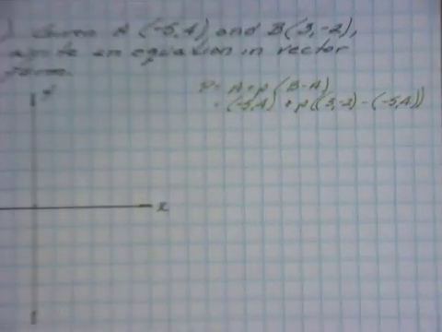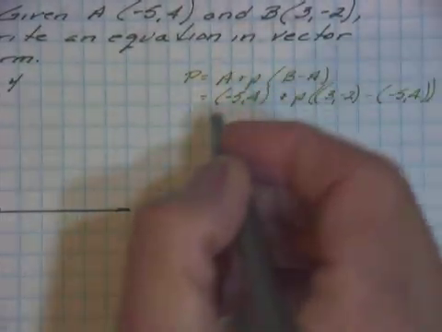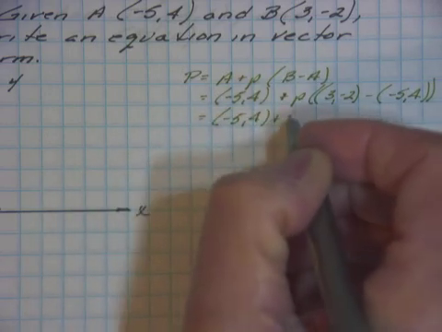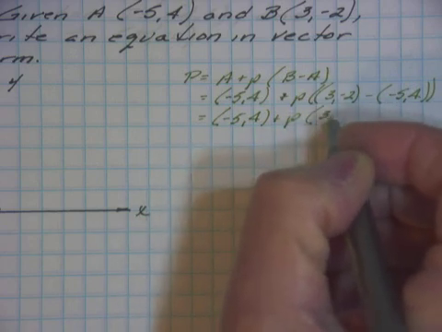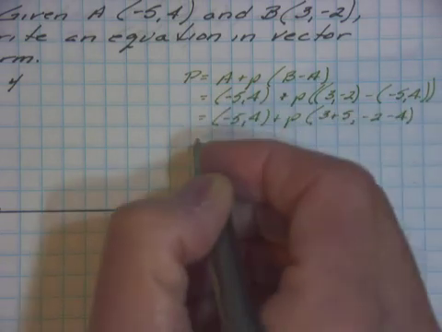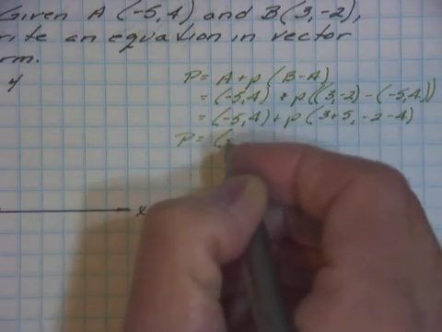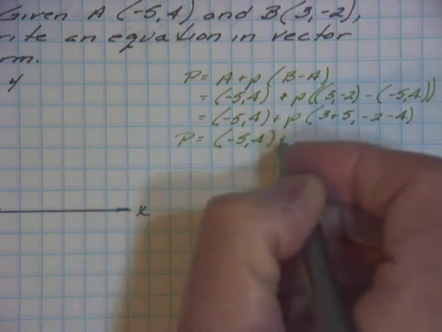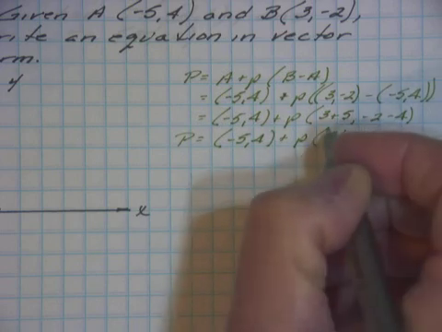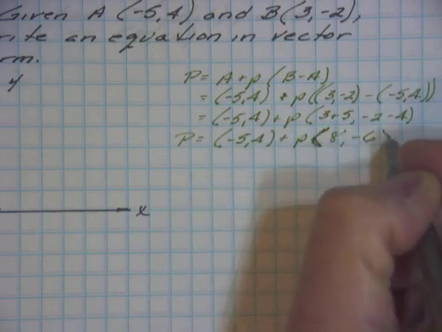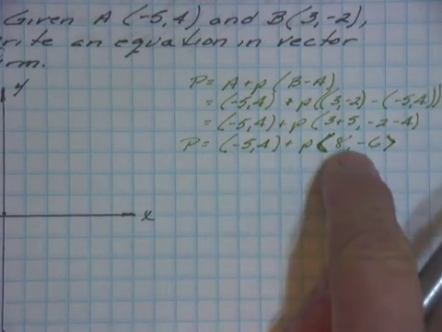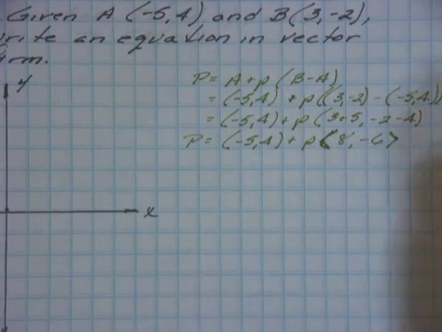Can you see this okay? Let's zoom in a little bit. So that is -5, 4 plus p, and you've got 3 plus 5, -2 minus 4. So the final equation is p equals -5, 4 plus p times 8, -6. Now I'm going to change these brackets. I want you to recognize the 8, -6 is really describing a vector in this case.